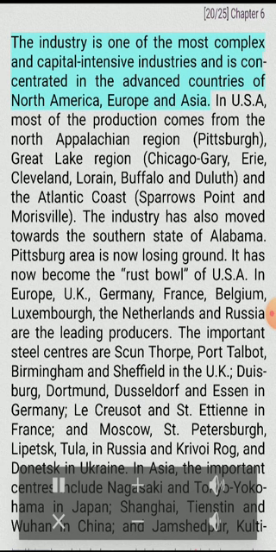Distribution. The industry is one of the most complex and capital-intensive industries and is concentrated in the advanced countries of North America, Europe and Asia. In the U.S., most of the production comes from the North Appalachian region, Pittsburgh, the Great Lake region, Chicago, Gary, Erie, Cleveland, Lorain, Buffalo and Duluth, and the Atlantic coast, Sparrows Point and Morrisville. The industry has also moved towards the southern state of Alabama. The Pittsburgh area is now losing ground. It has now become the Rust Bowl of the USA.